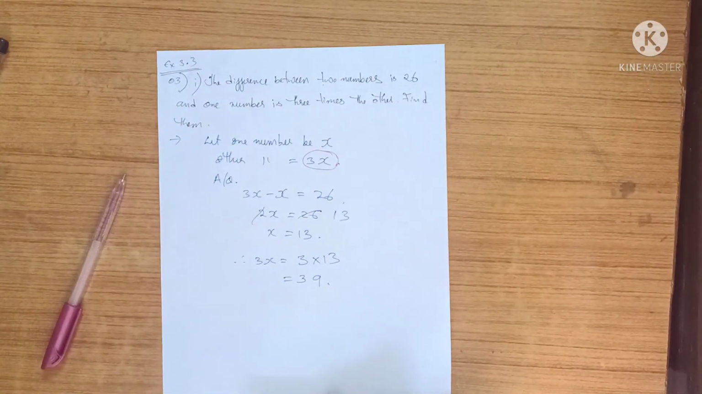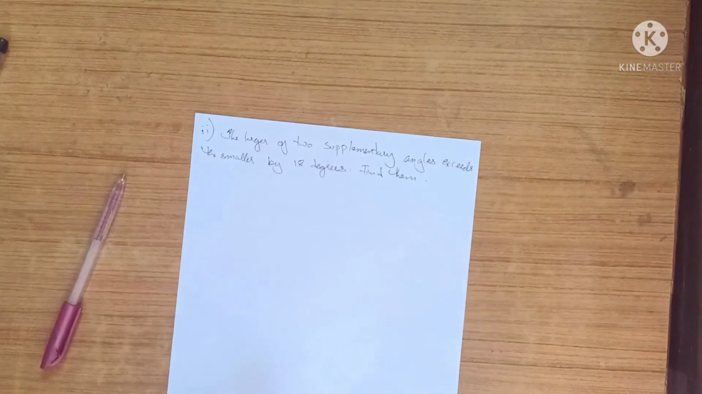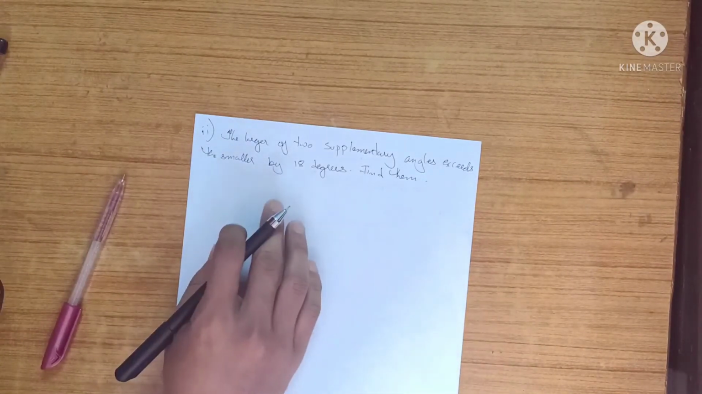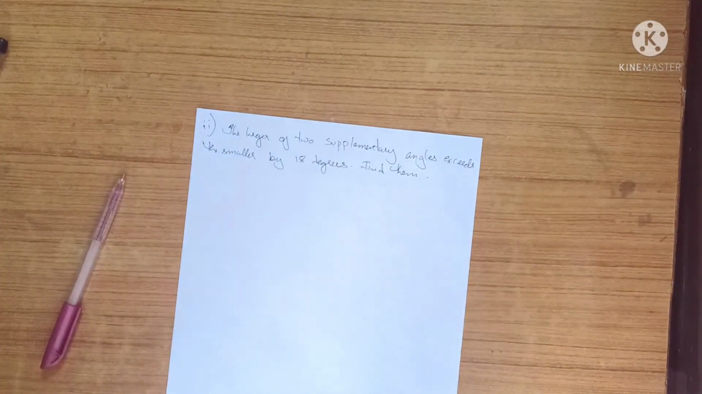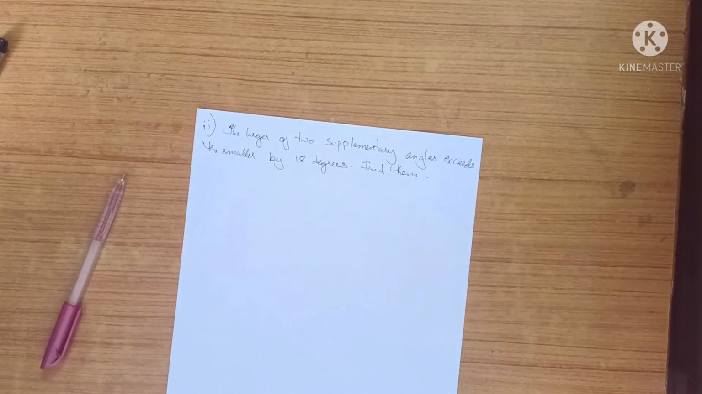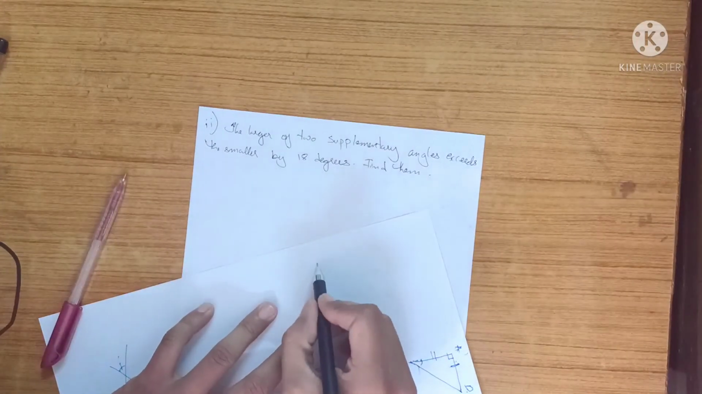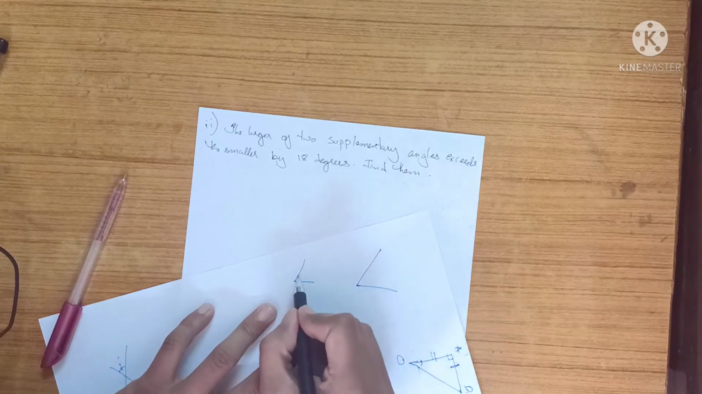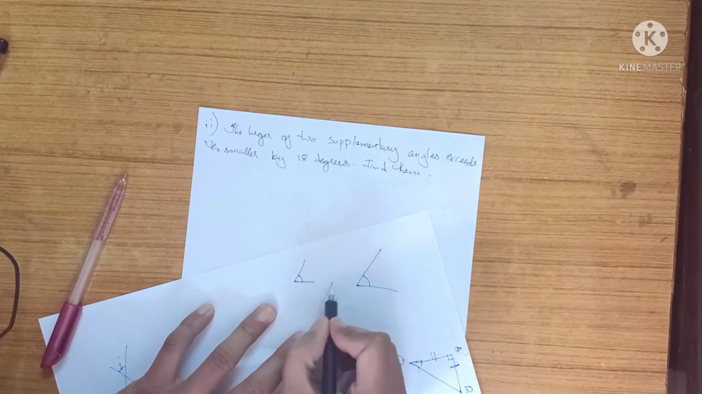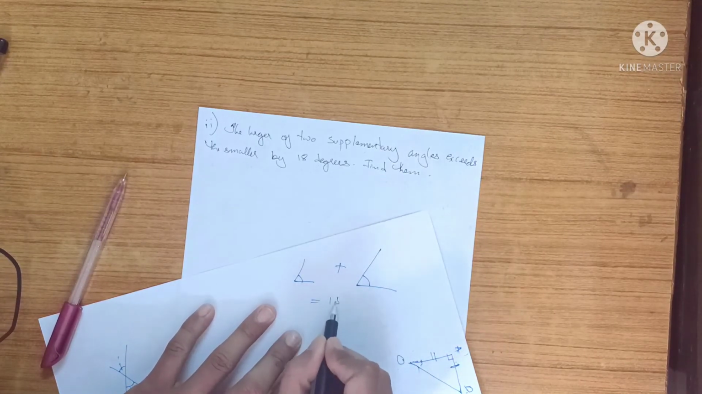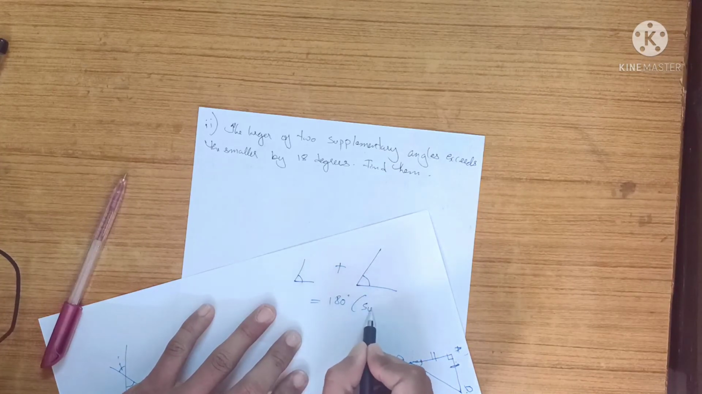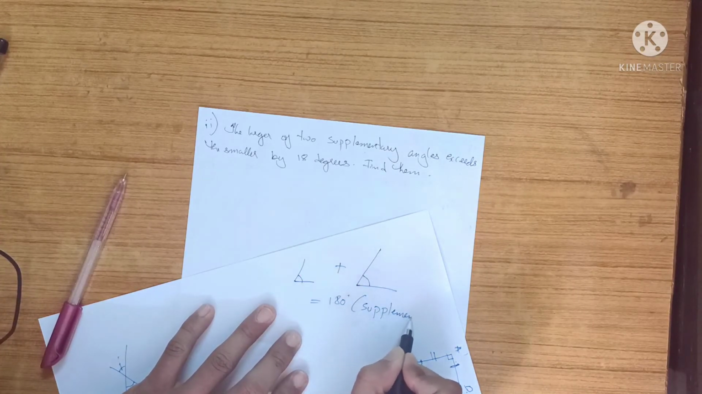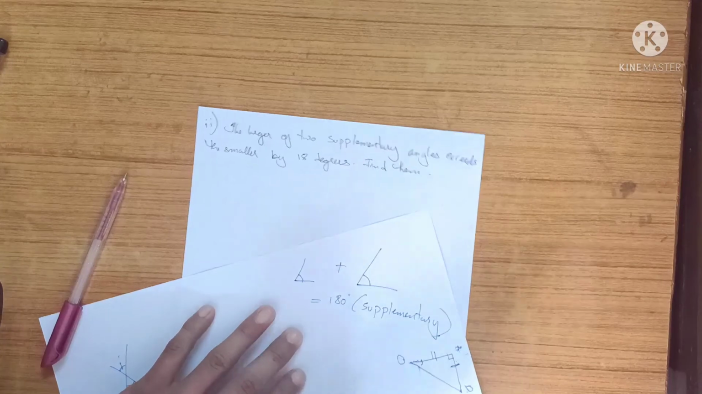Okay, let's do the next one. Problem number 2. The larger of two supplementary angles exceeds the smaller by 18 degrees. So before we start that, what is the meaning of supplementary angles? Supplementary angles means, if suppose there are two angles, and when you add them up, if it's equal to 180 degrees, it's called supplementary. You have to memorize this.